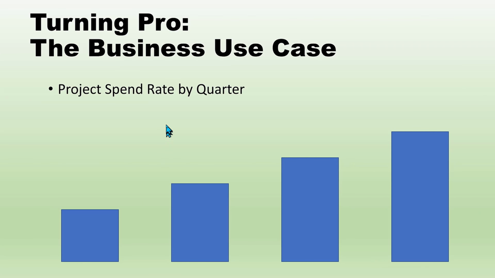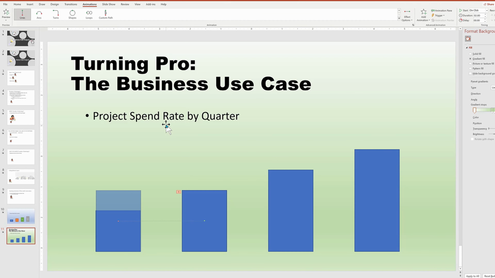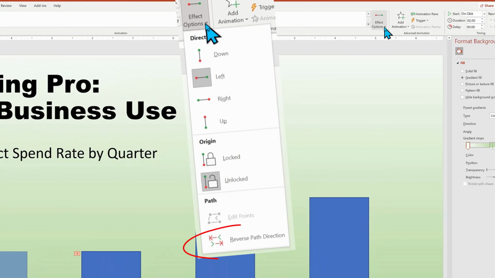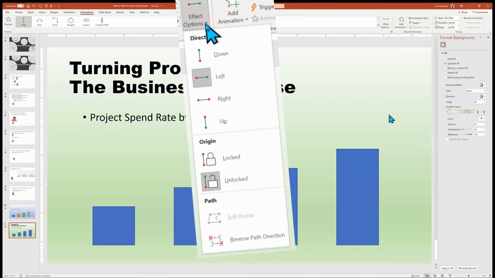And when we go up there and click, we see that yes, it is working, but it's going backwards, which we can easily fix like we did with making the bicycle man ride backwards. And that means going up to the effect option and choosing reverse path direction.